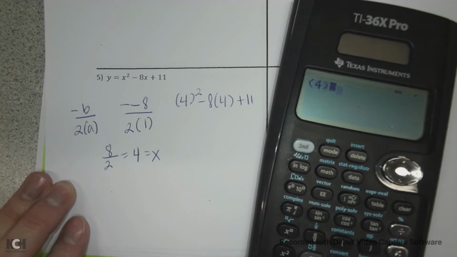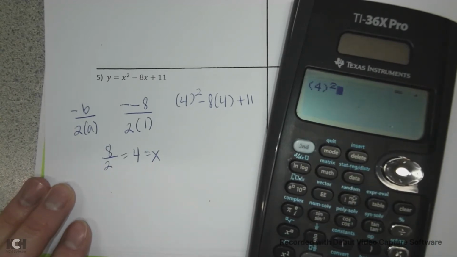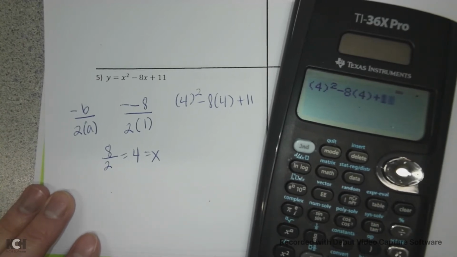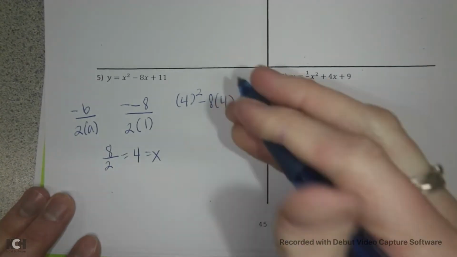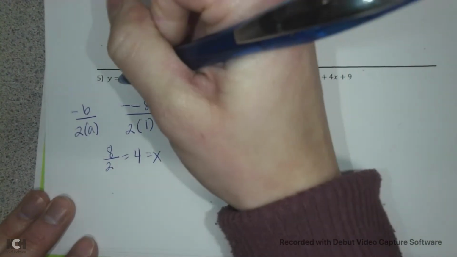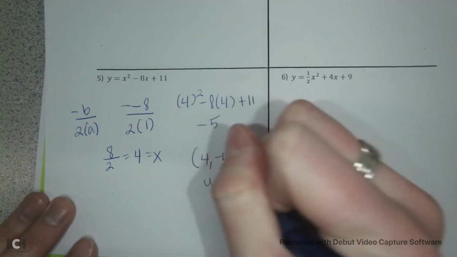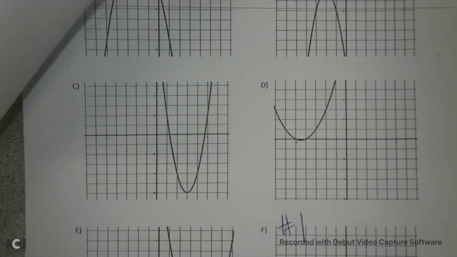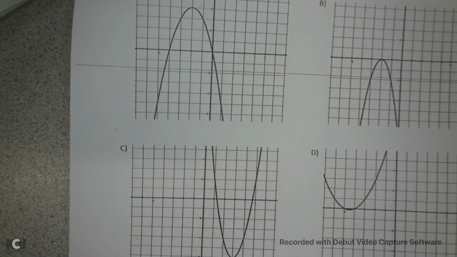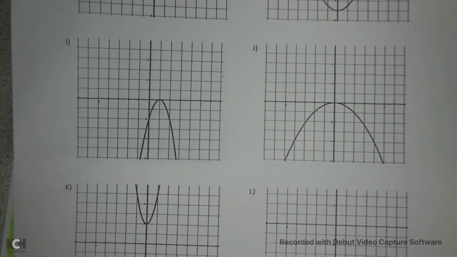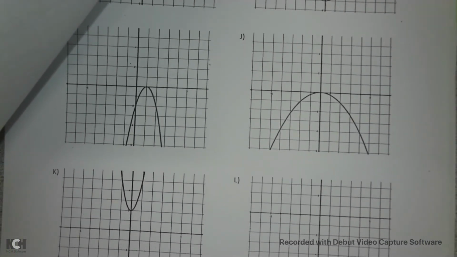So just be careful when you square. If you square negatives, two negatives multiplied together make a positive. Be very careful. Okay, so -5. So my vertex is at (4, -5), and since my a value is positive, it opens up. So I'm looking for a (4, -5) that opens up, which would be graph 5. (4, -5), nope. (4, -5) that opens up, nope. All right, well, keep going.